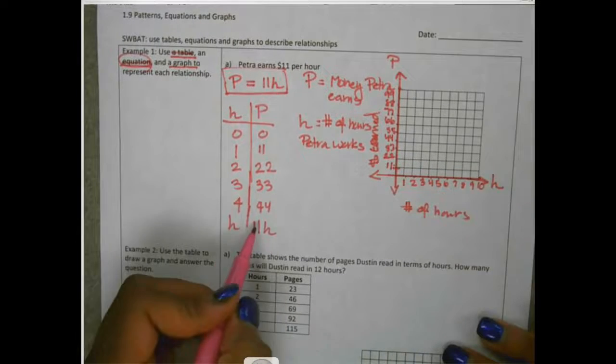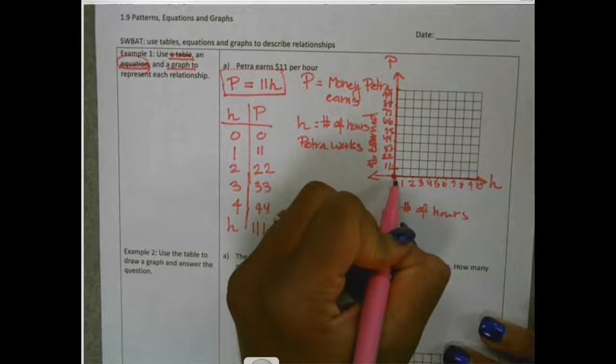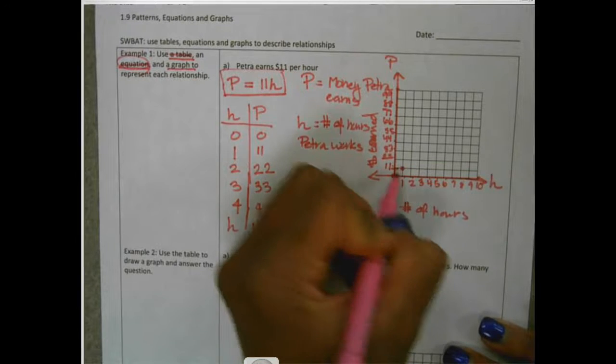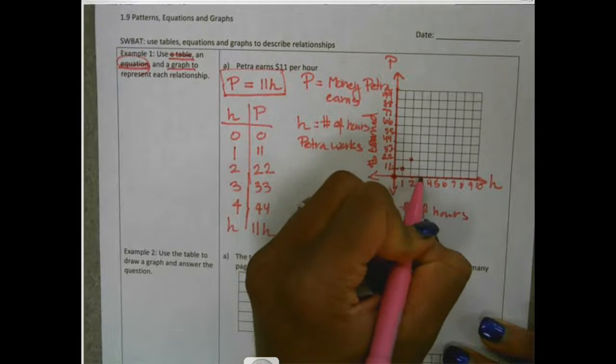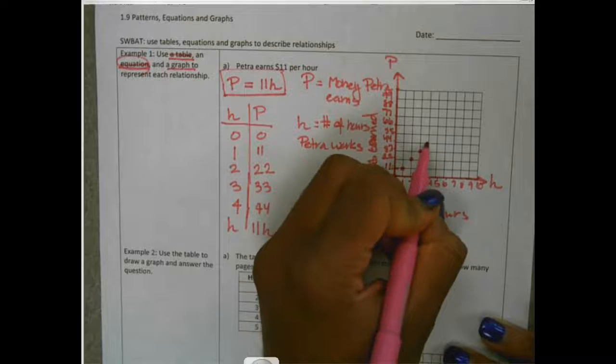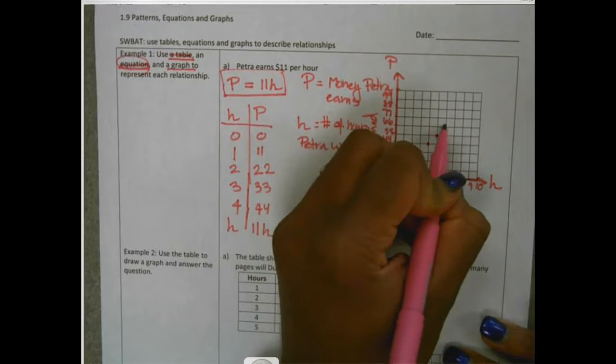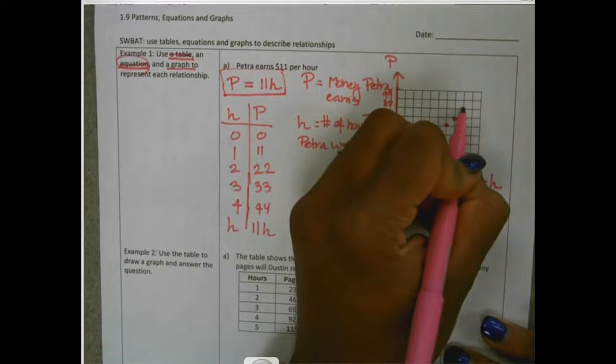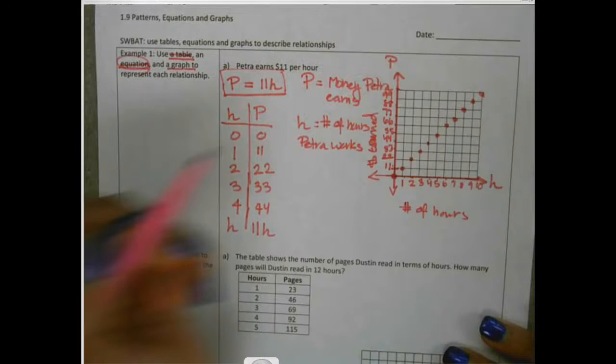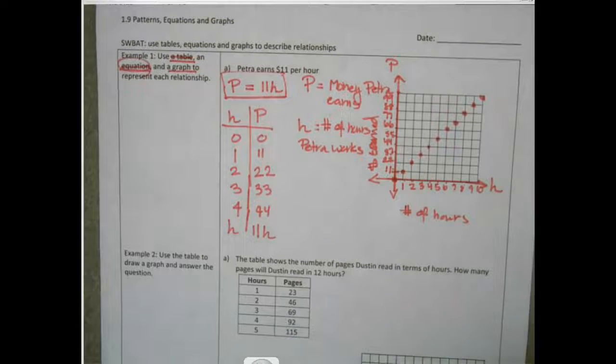So we know that if she works 0 hours, she gets $0. For 1 hour, $11, 2 hours, $22, 3 hours, $33, 4, and then so on and so on. And that is a representation of this relationship.